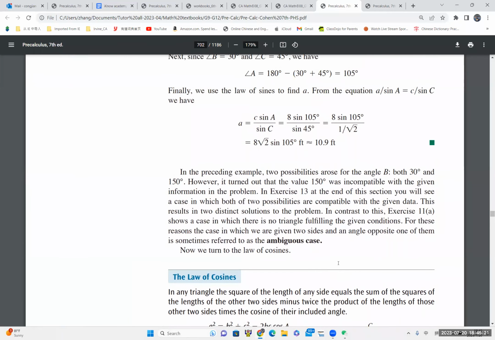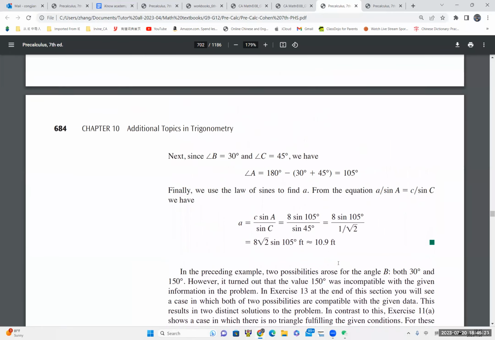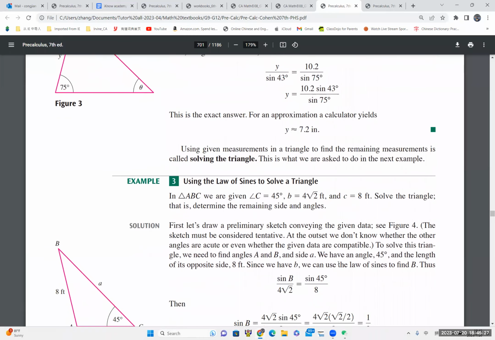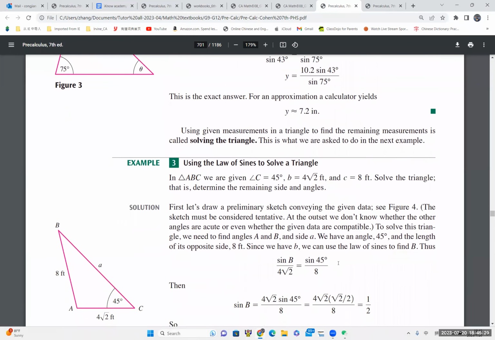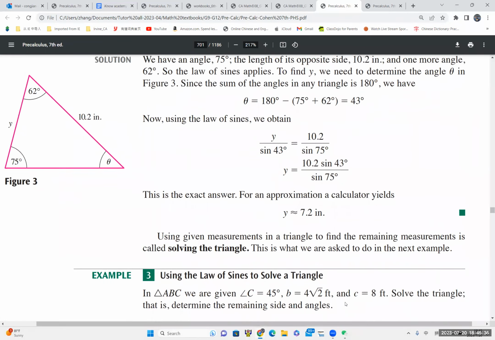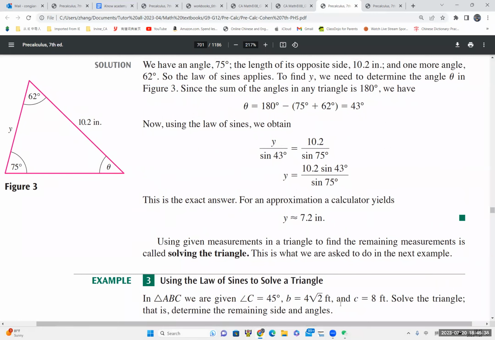Ambitious case. Yeah, let's do this case. Example 3. It's a tricky case for law of sine, I suppose. Now let's try. Hold on.